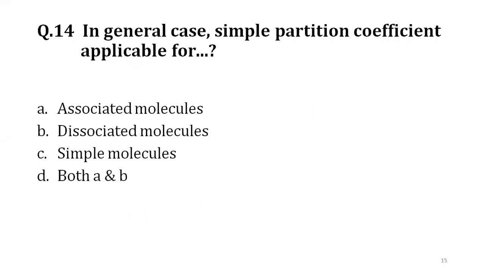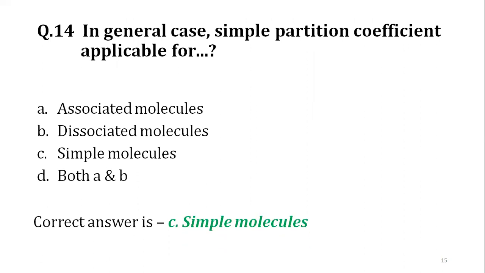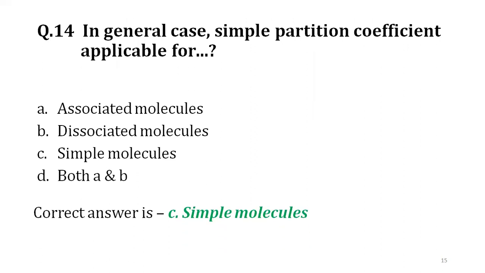Question 14. In the general case, the simple partition coefficient is applicable for: so we are considering the general case. A associated molecules, B dissociated molecules, C simple molecules, and D both A and B. So the correct answer is C, simple molecules.